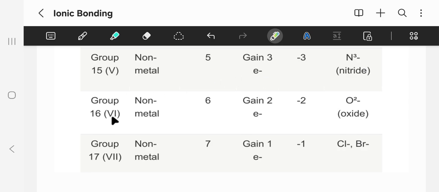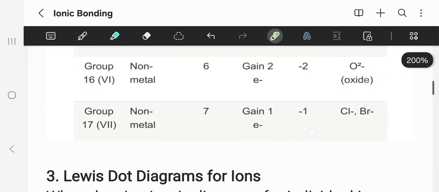Okay, go to group number 6. In group number 6, we have another non-metal atom. In this case, group number 6 means we have 6 valence electrons, and for us to get to 8, we would need to gain how many electrons? 2 electrons, and the charge would be -2. An example is O2-, which is an oxide.